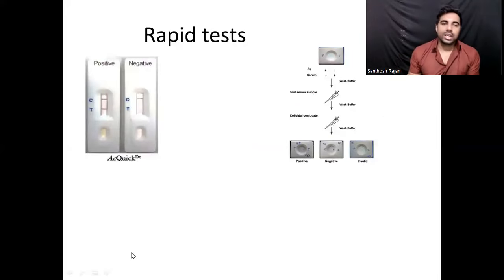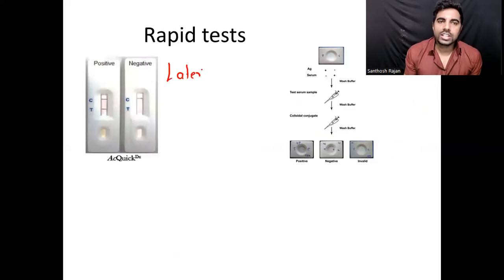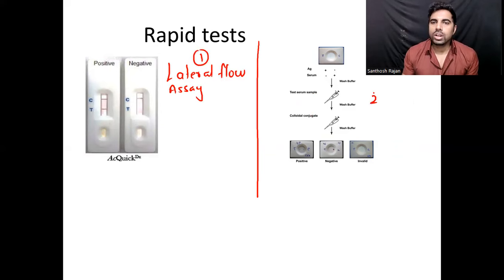Right. Now, rapid tests. We have two very, very important rapid tests. What are the two important rapid tests? One is the lateral flow assay, the lateral flow assay, you call. And the other, the second one, is called the flow through assay. It is flowing through, okay, flow through assay.